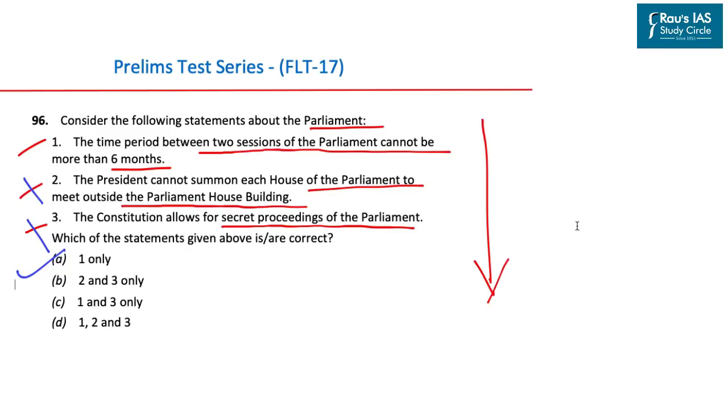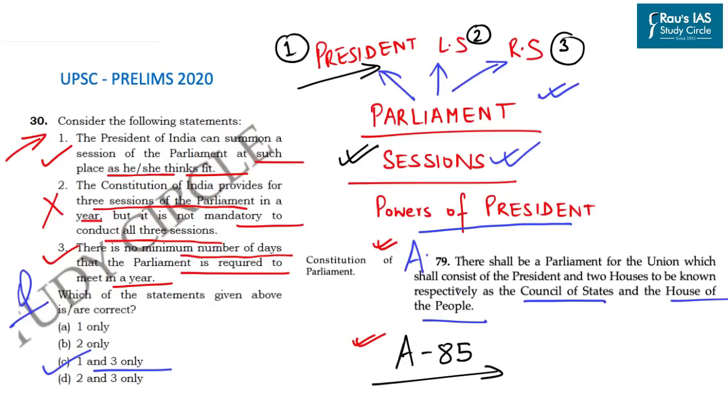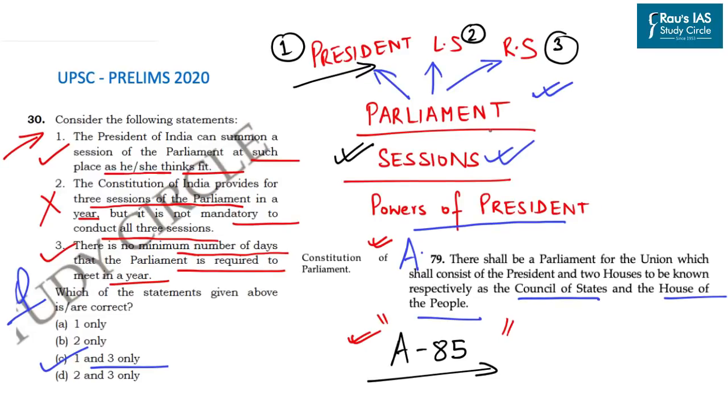So the point here is that we need to have a clear concept and clarity about the functionings of parliament, including the role of president under Article 85 of the Indian Constitution. So to answer such type of question, you need to be thorough about constitutional provisions with respect to the functioning of parliament. And this can be said to be a concept based question.